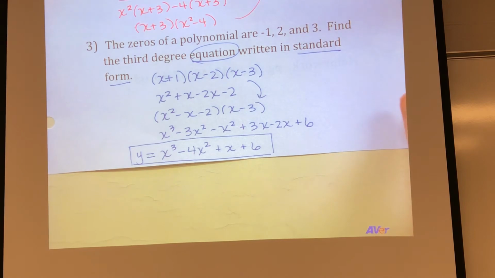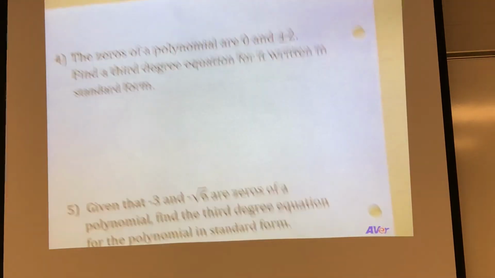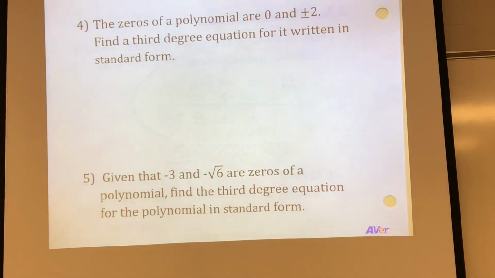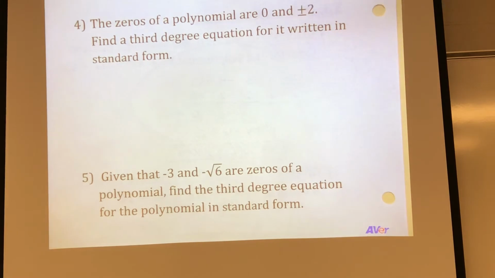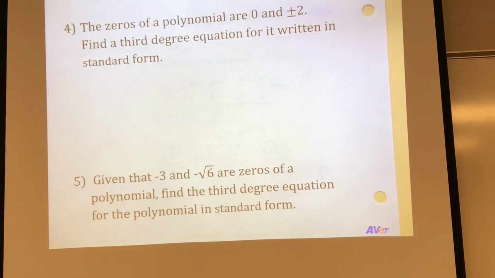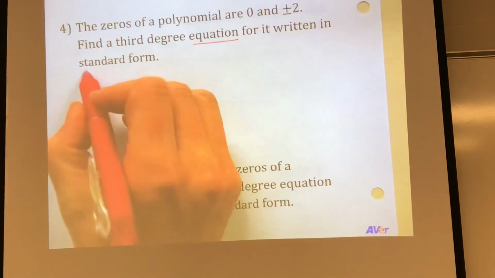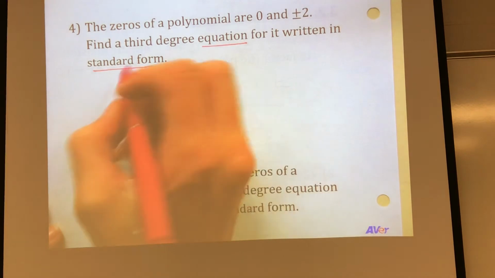All right, let's take a look at number 4. We're going to kind of do the same thing on number 4. So hit pause and write down that equation. See if you can write out the factors and then multiply it just like we did on number 3. So we want an equation, so it's going to be y equals. Standard form tells us to multiply.